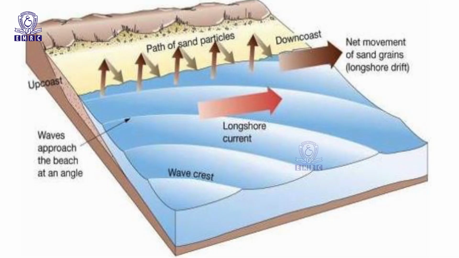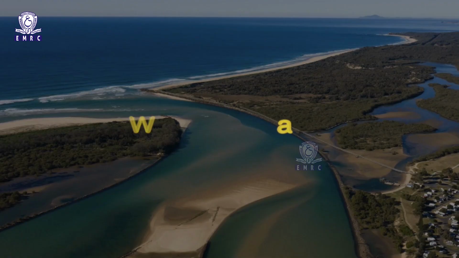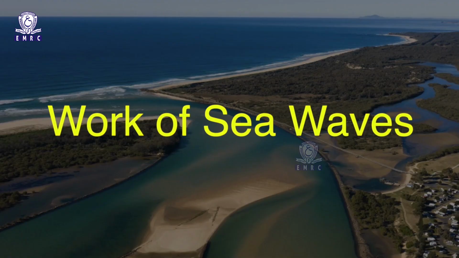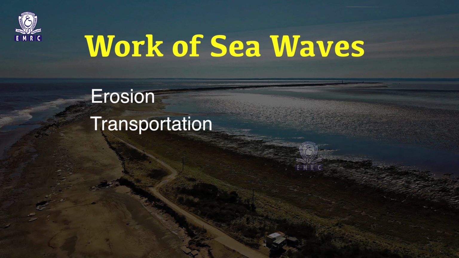Littoral or longshore current. Longshore currents are generated when the waves break obliquely against the shore. Work of the sea waves. Like other geomorphic agents, the sea wave also undertakes three types of work: erosion, transportation and deposition.